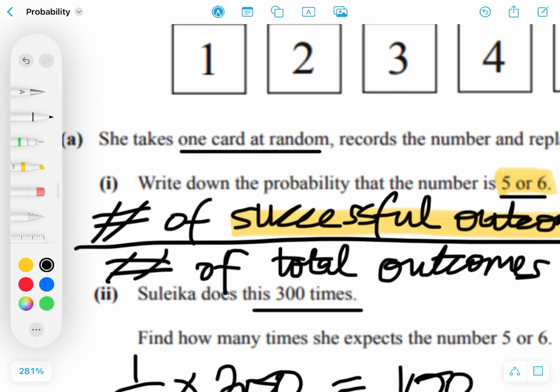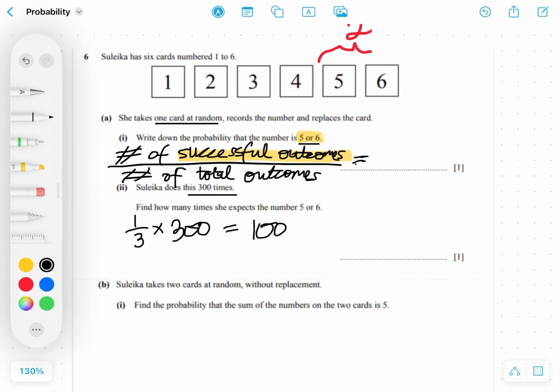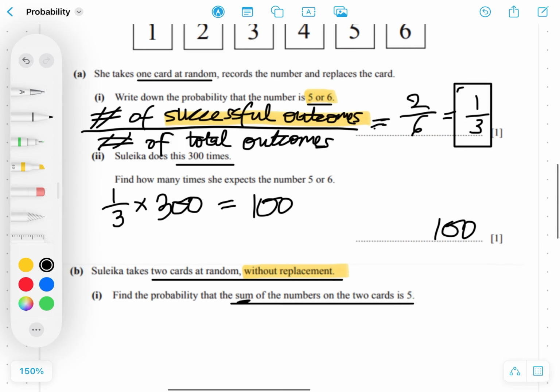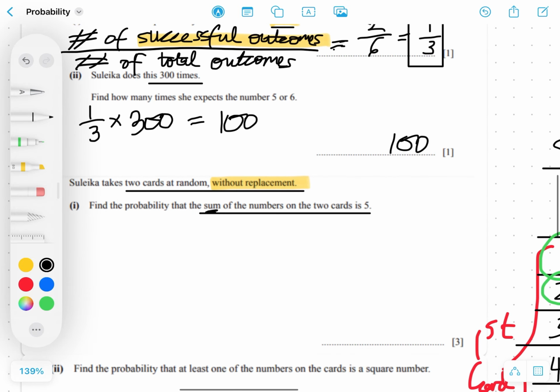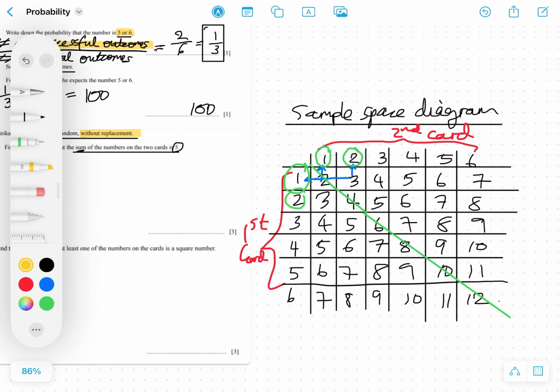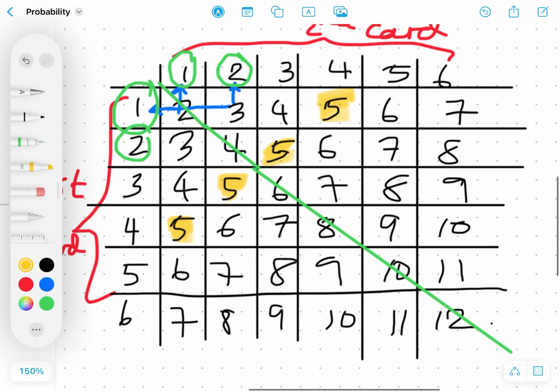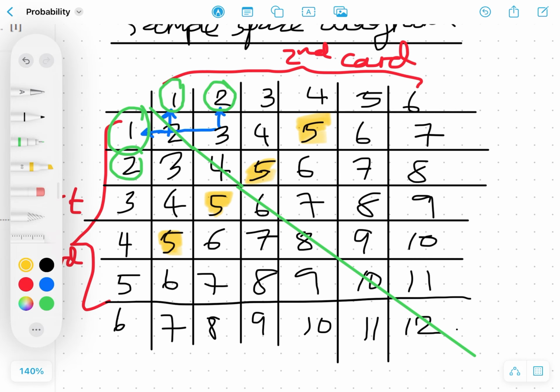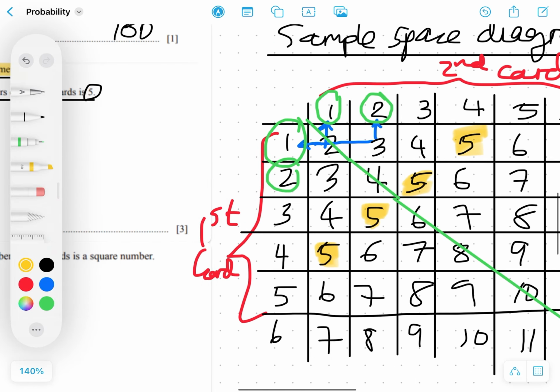You can use our general formula, the number of successful outcomes over the number of total outcomes. In this case, a successful outcome is having 2 numbers with a sum of 5. So all we have to do is count how many cells in the grid have a sum of 5. That's 1 here, 2, 3, and 4. So 4 of these cells in the sample space diagram have the sum of 5.